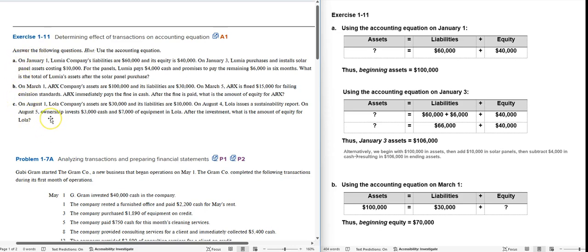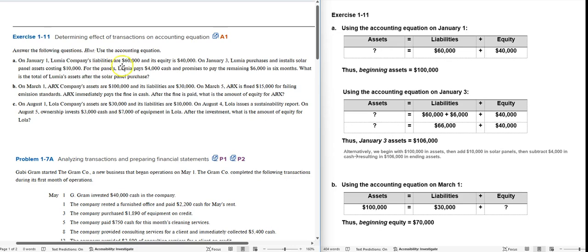So remember the basic accounting equation: assets equal liabilities plus equity. On January 1st, Lumia Company's liabilities are $60,000 and its equity is $40,000. On January 3rd, they purchase and install solar panel assets that cost them $10,000. When they purchased those panels, they paid $4,000 in cash, along with a promise to pay the remaining $6,000 in 6 months. What is the total of Lumia's assets after the solar panel purchase?